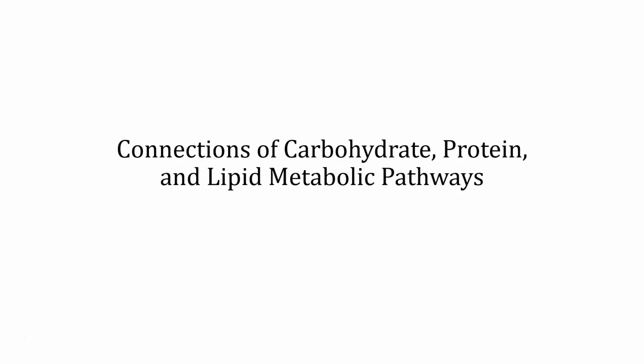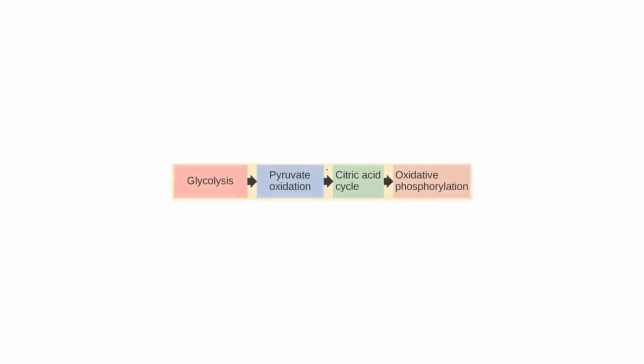Okay, but first, we're turning attention here to the connections of carbohydrates, proteins, and lipids in metabolic pathways. So if you take a look at our 4 steps, remember we have glycolysis, which leads to pyruvate, and then pyruvate is oxidized to acetyl-CoA, and then acetyl-CoA goes into the citric acid cycle, and then that's going to be totally stripped of all the electrons and protons, and then those are used for oxidative phosphorylation.